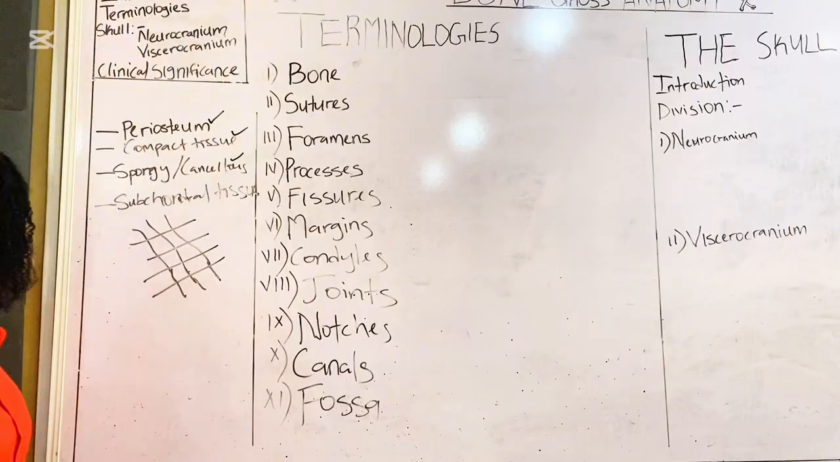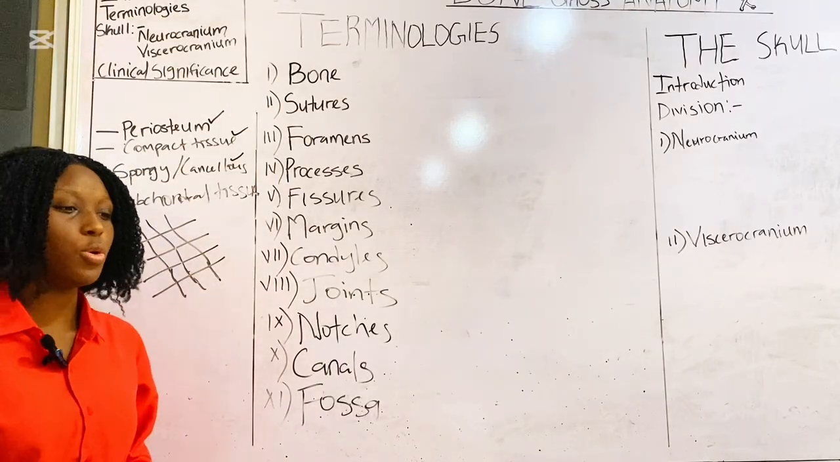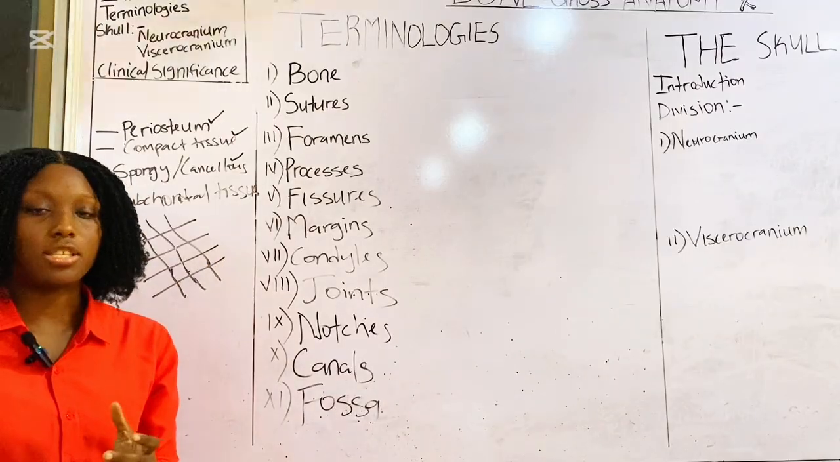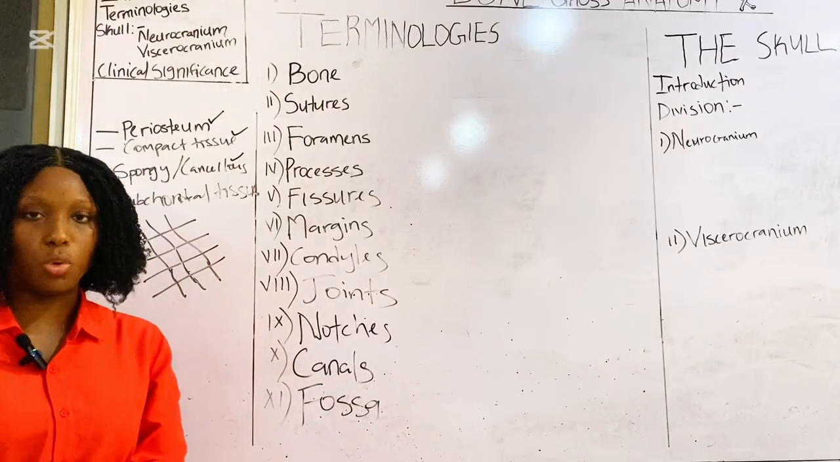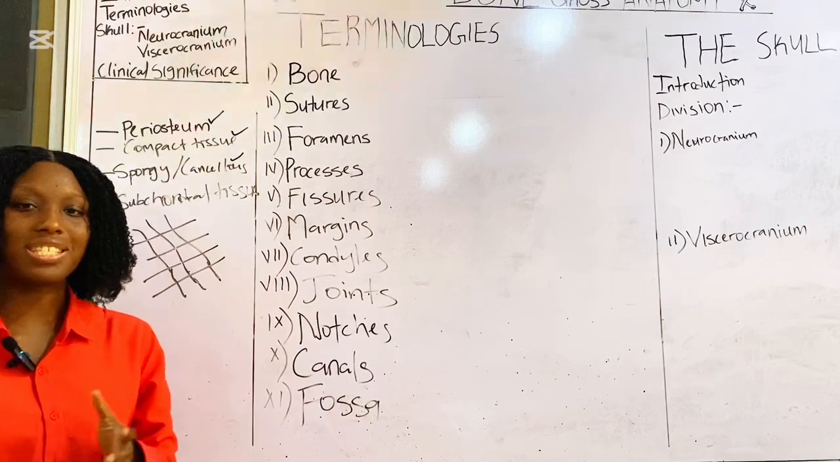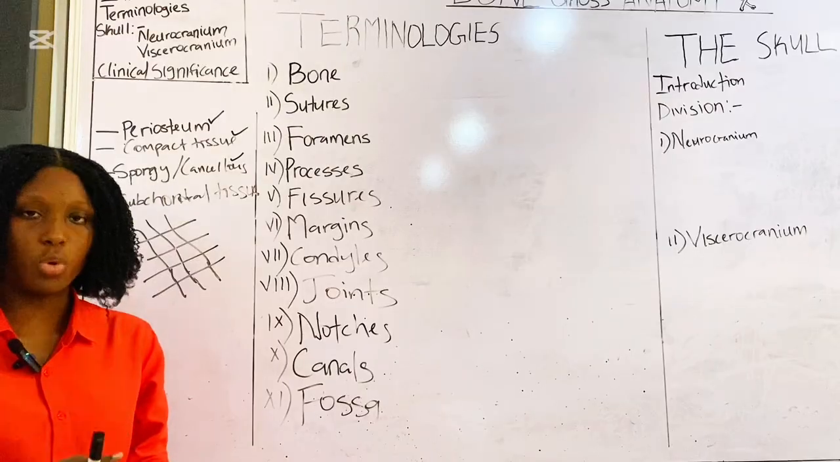Then finally, I'm going to talk about the subchondral tissue of bone. Now, the subchondral tissue of bone is found at the edge of bone, where it is going to articulate with a different bone. This subchondral tissue is important because it aids the cartilage growth between the bones.